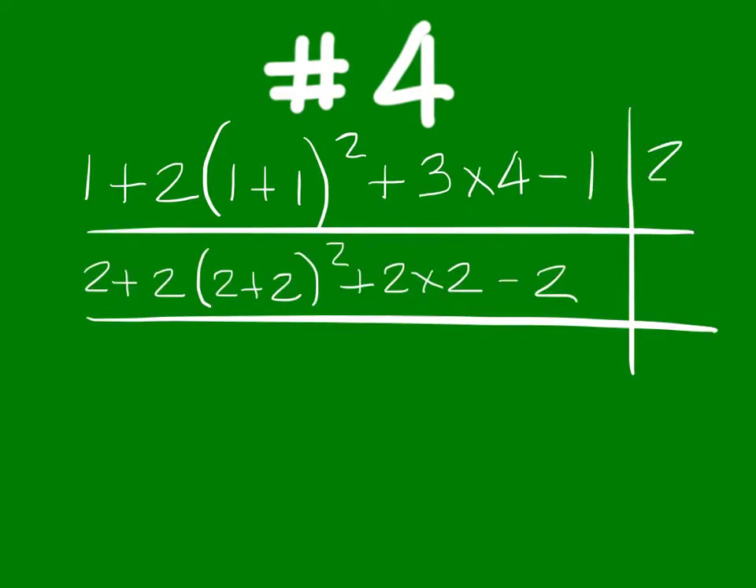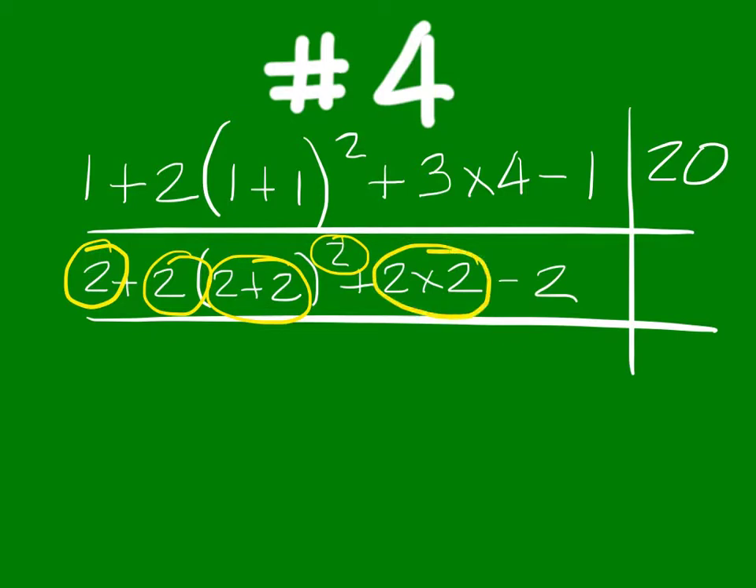Answer on the top one is 20, and for the second one you'll have 4 squared is 16, times 2 is 32, plus 2 is 34, plus 4 is 38, minus 2 is 36. Here's another one.